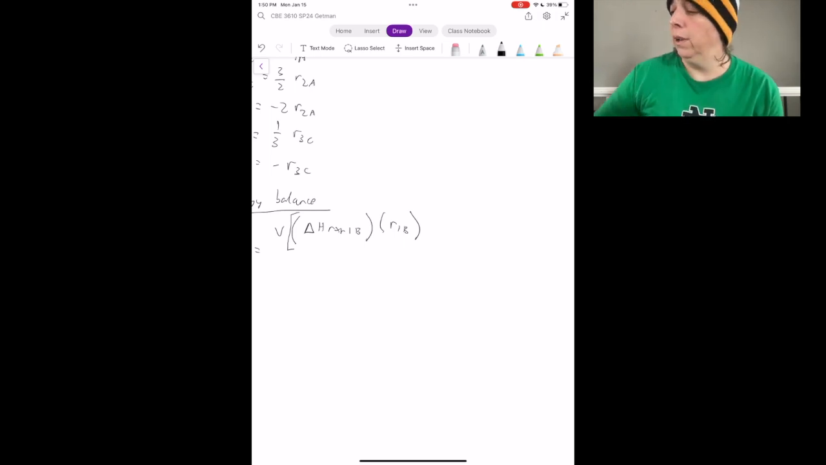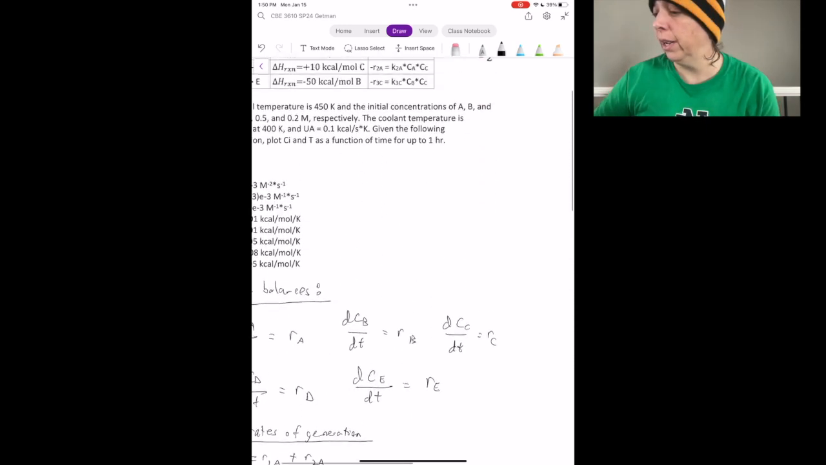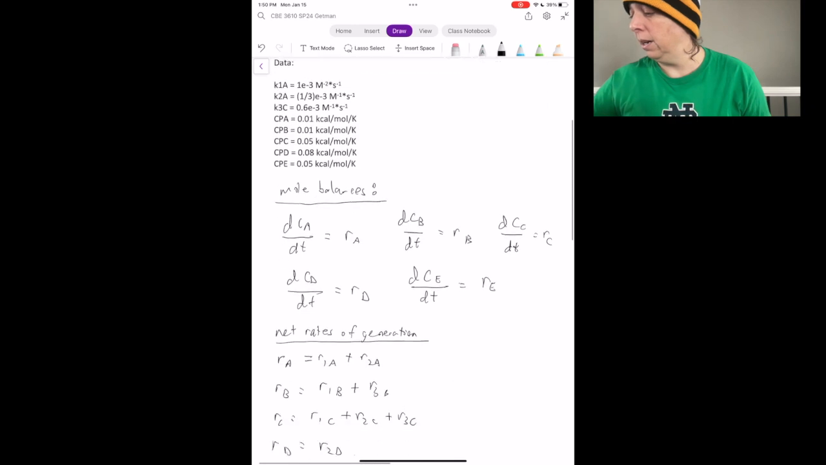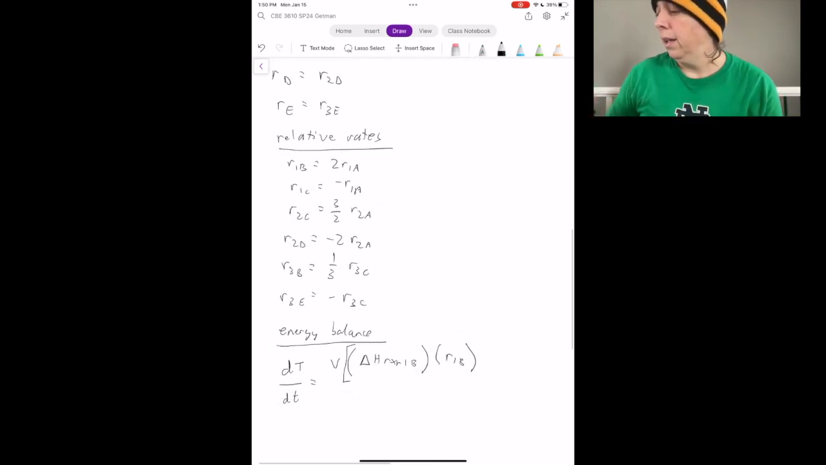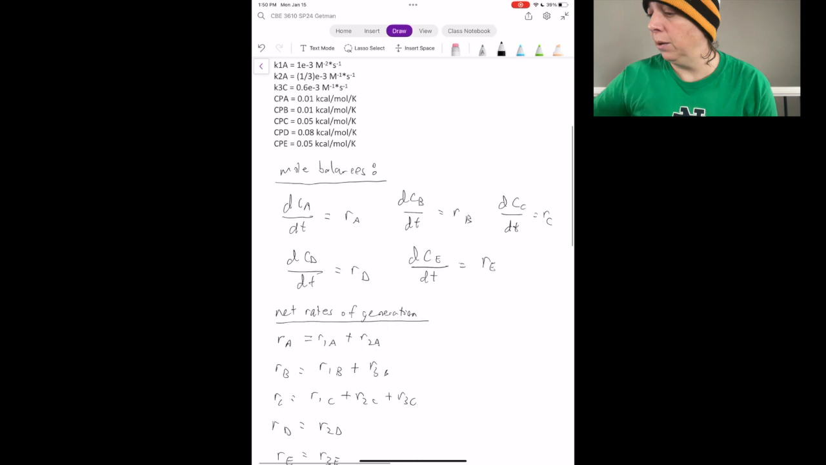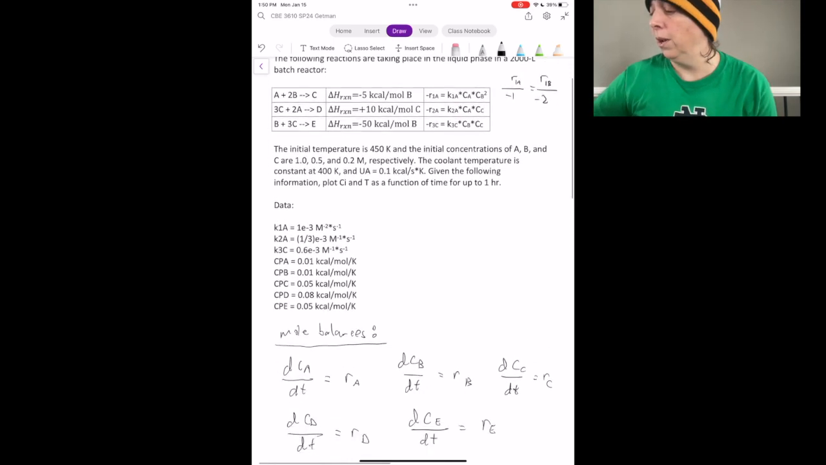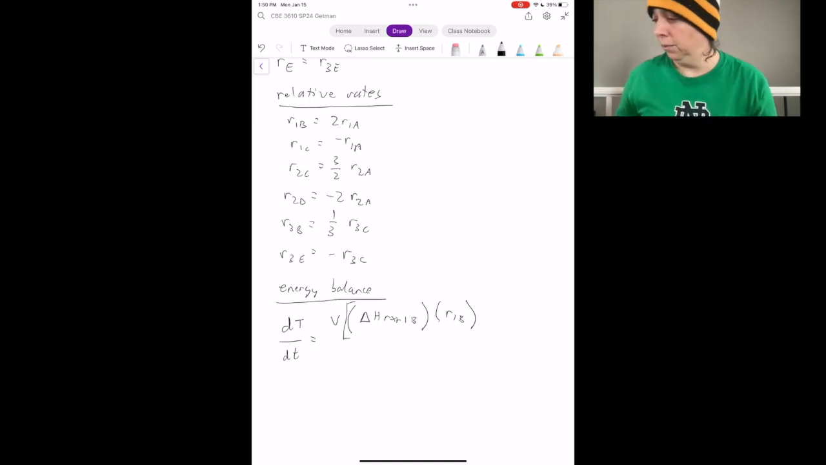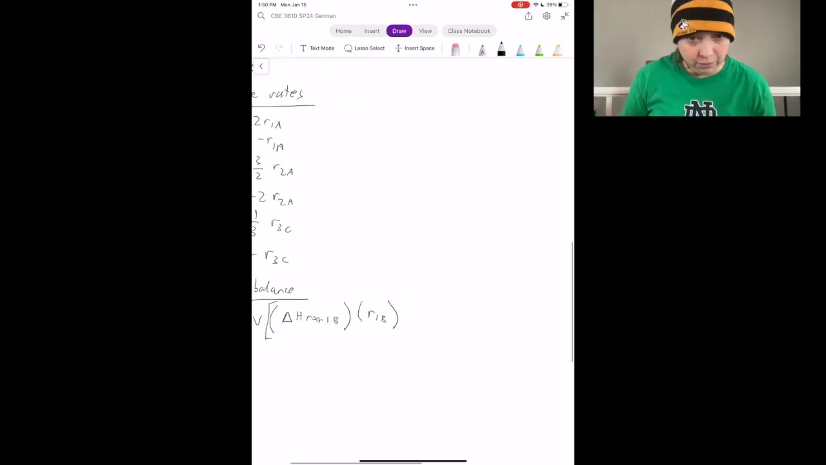If I go back to reaction 1, the heat of reaction is negative. It's an exothermic reaction. It's going to give off heat and increase the temperature. So this quantity right here is going to be negative. Species B is a reactant in that reaction, so the rate of generation of species B in reaction 1 is going to be negative. So this is a negative times a negative, which is going to be a positive. That means this reaction is going to increase the temperature, which is exactly what we want. That's consistent with chemistry.